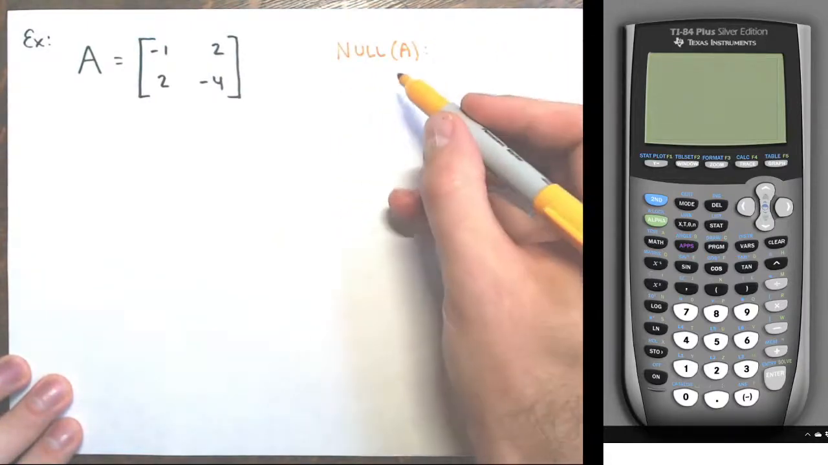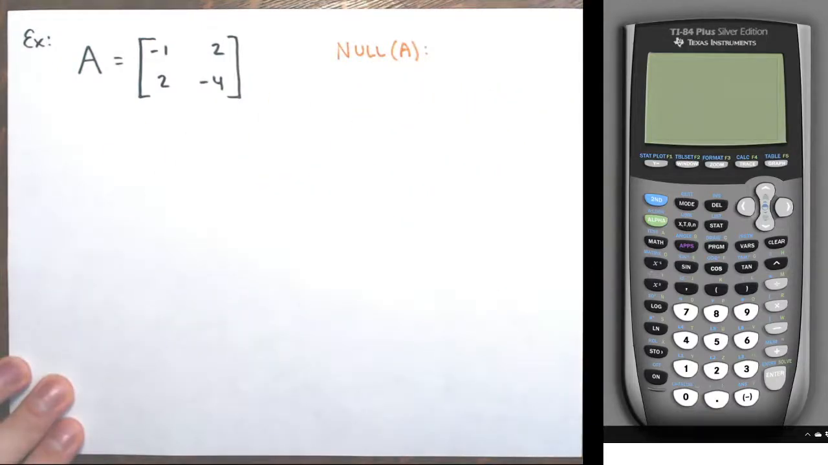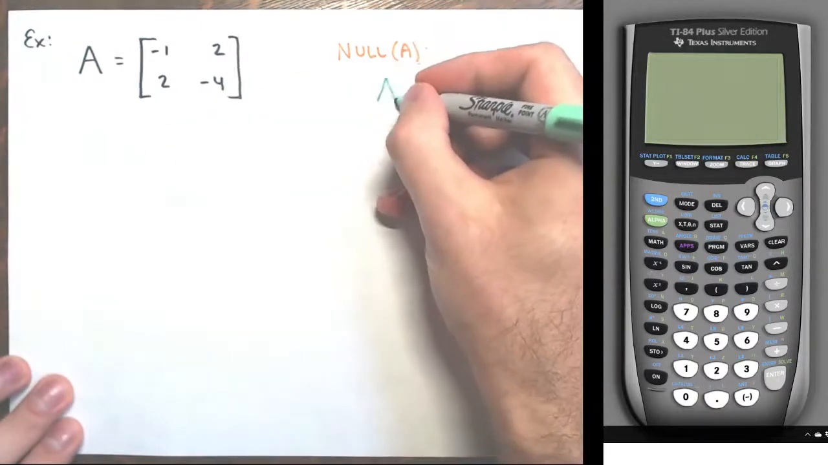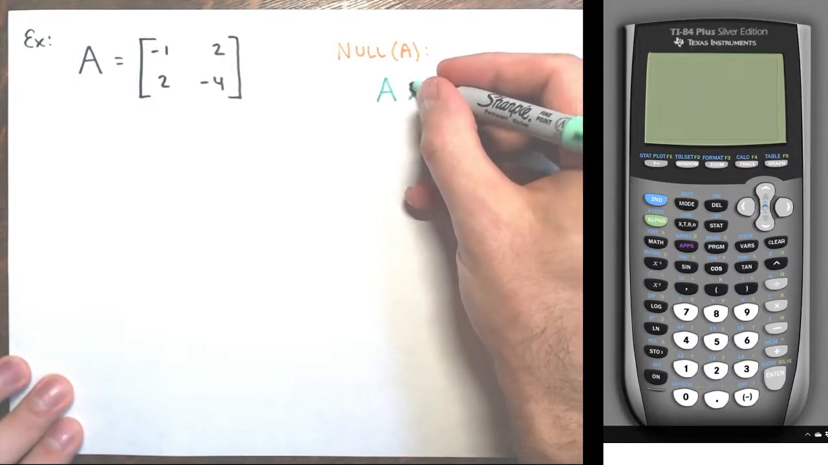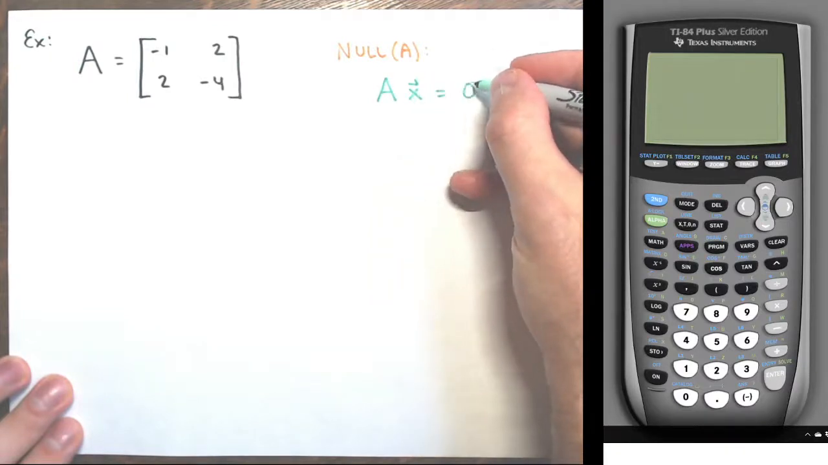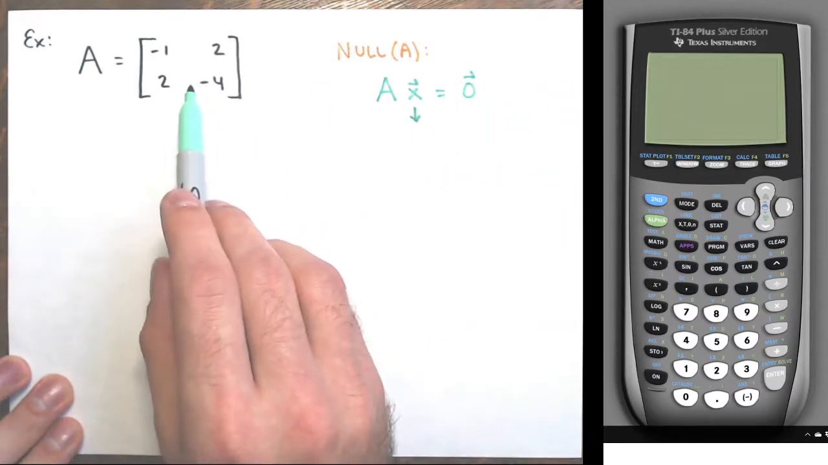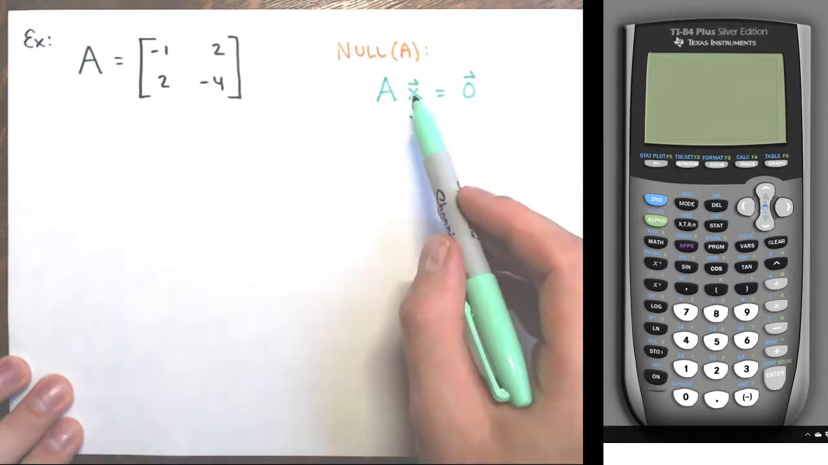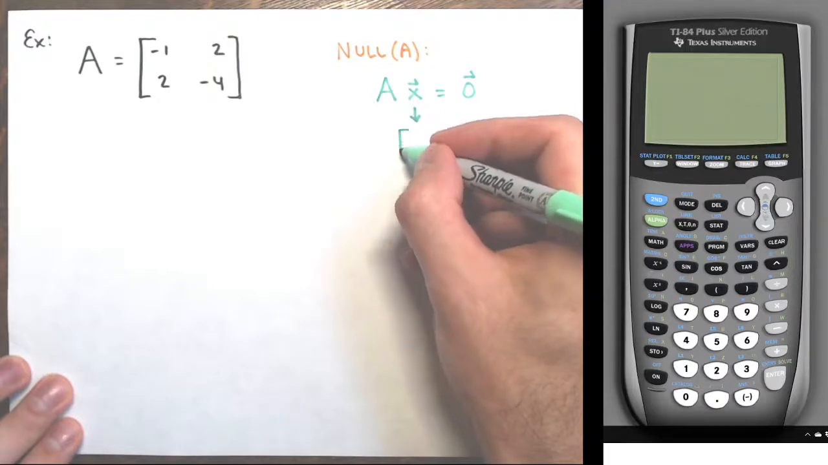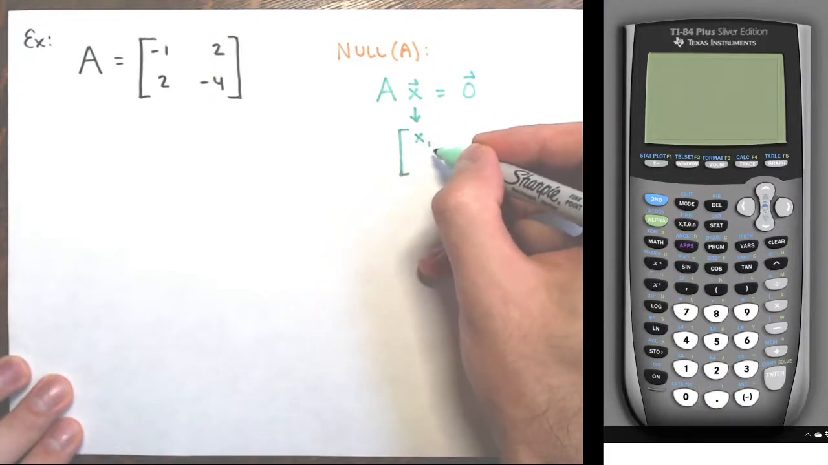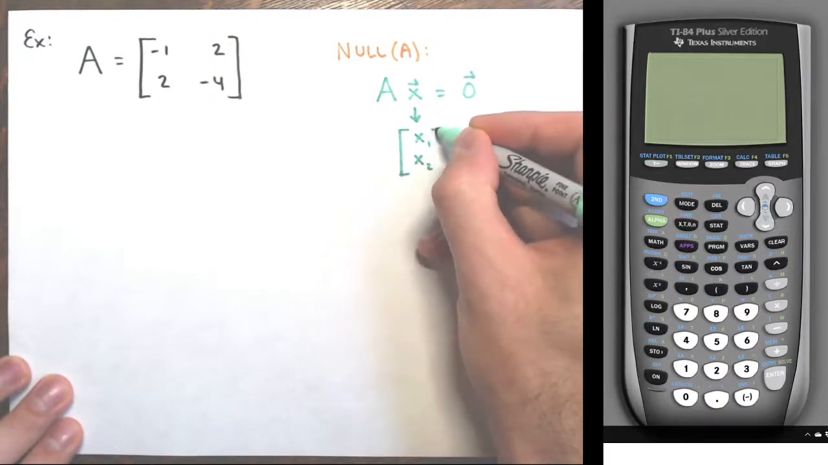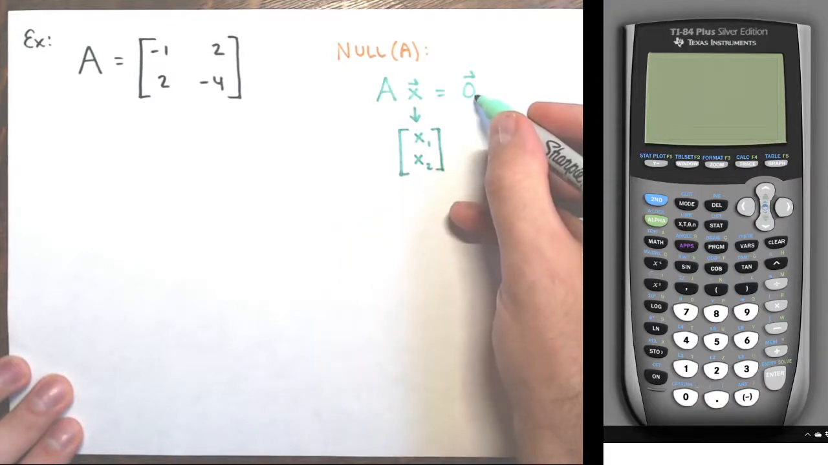So we're trying to find the solutions of this equation: matrix A times some vector x equals the 0 vector. Matrix A here is a 2 by 2, so vector x again has to be a 2 by 1, like in the last example, something with 2 components, say x1 and x2. And then this would be the 2 by 1 0 vector, with 0, 0.